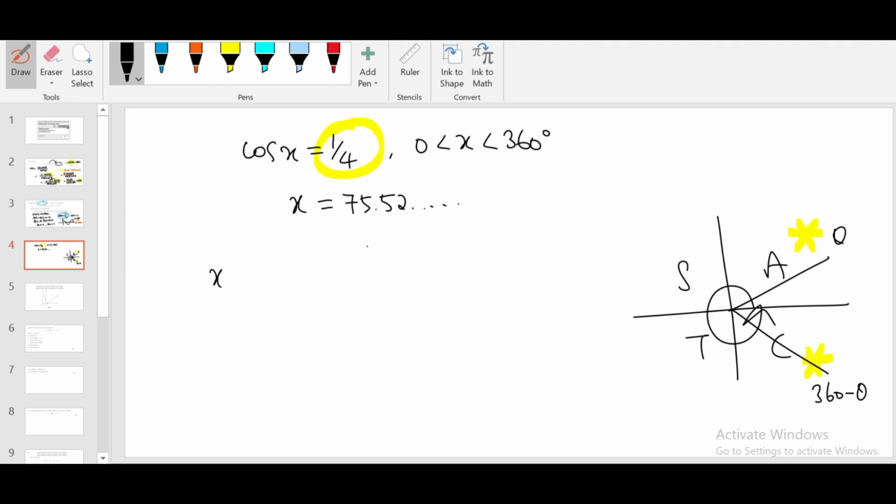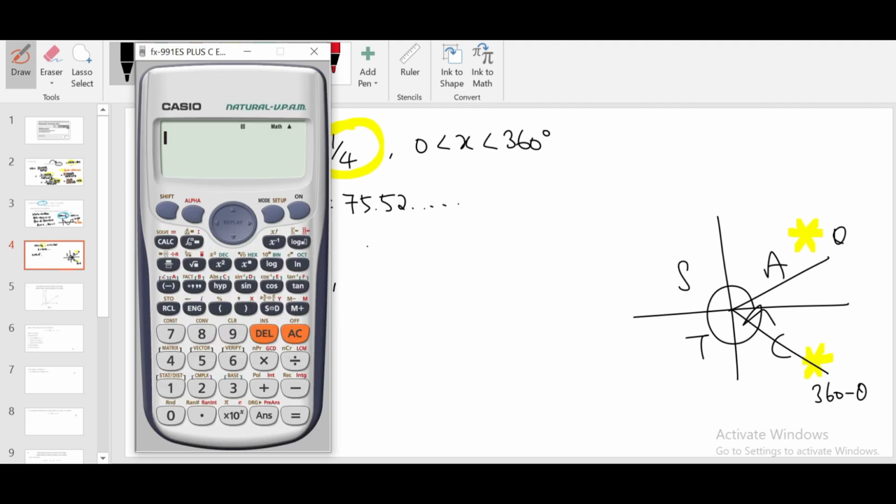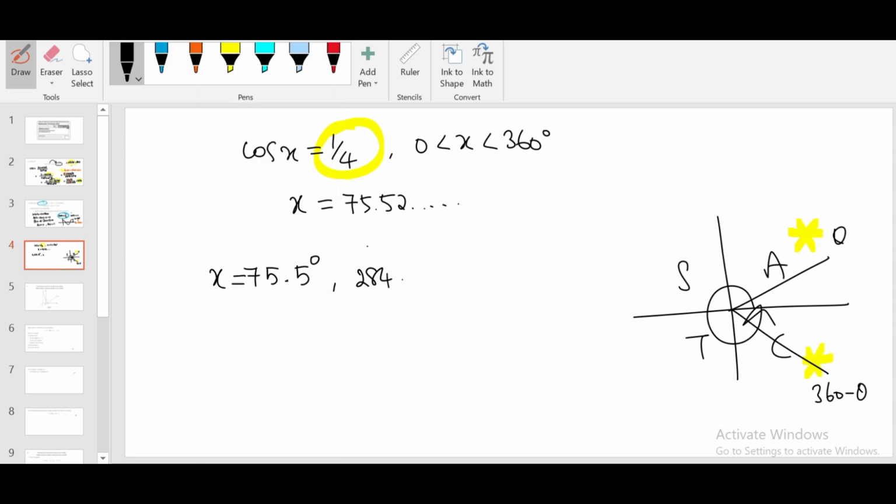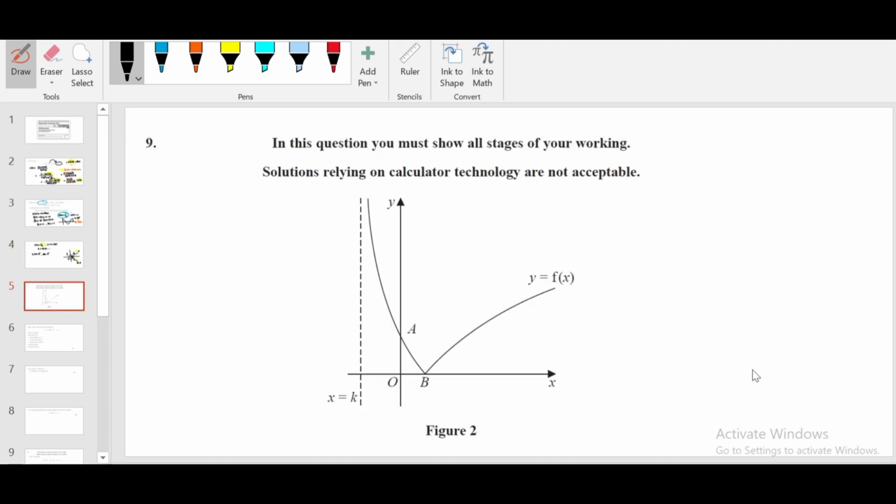Theta is a principal value. They want the answer to 1 decimal place, 75.5 degree. And then 360 minus theta. 360 minus, I stored the value as A, 284.5. 284.5 degree. They want the answer to 1 decimal place. That's it. Question number 9 now.